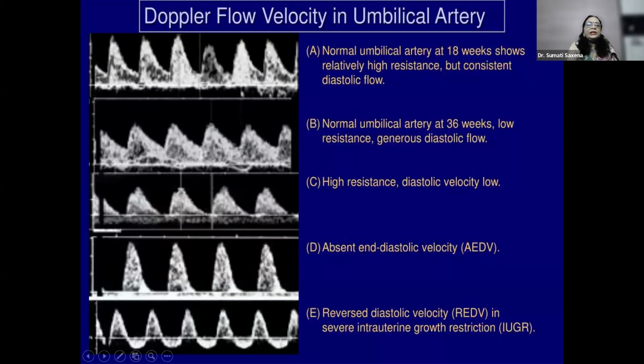In this diagram you can see the umbilical artery Doppler. In early pregnancy there is less flow in the diastole because trophoblastic invasion is still continuing. But in the normal pregnancy, the flow in the diastole becomes much greater. But if the fetus develops FGR, there is decreased flow in the diastole, that is high resistance diastolic flow. This is followed by absent flow in the diastole, and lastly by reversal of the flow in the diastole, which is severe IUGR.